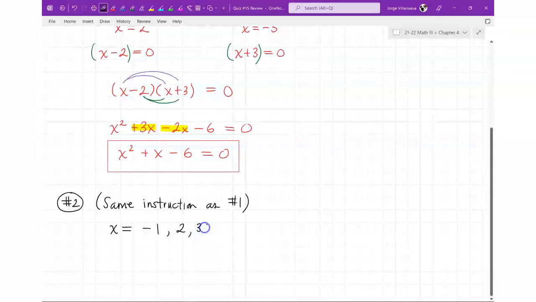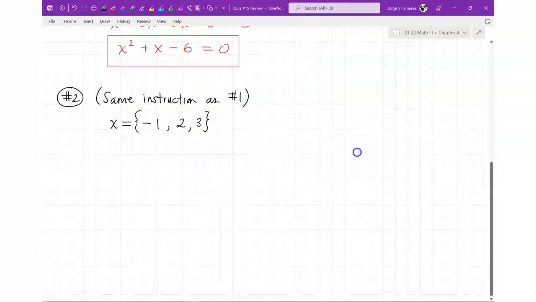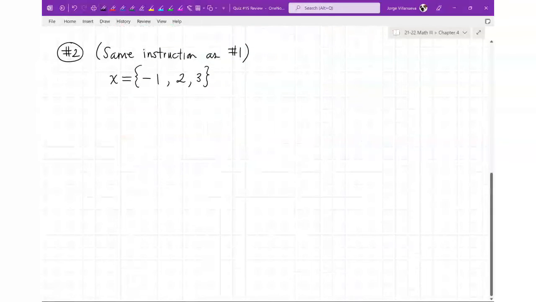Let's say those: -1, 2, and 3. And we're going to do the exact same thing we just did. The only difference is now we're going to have 3 things that we're going to be multiplying. Okay? So we're going to start off just like we did the last time.